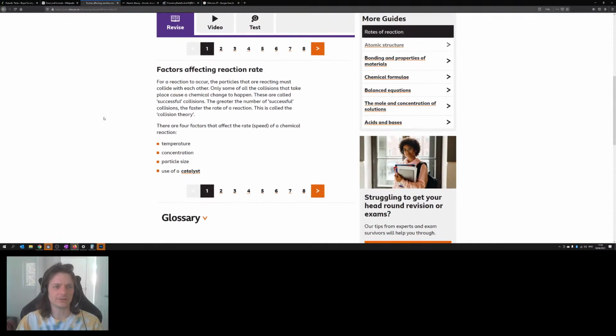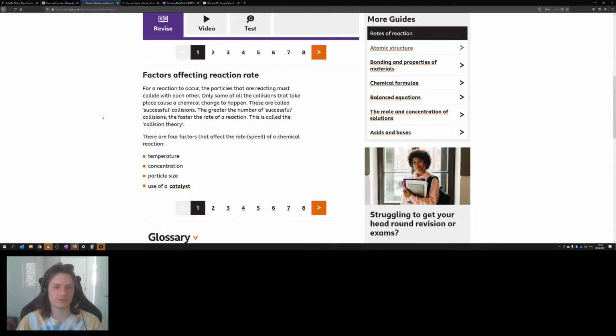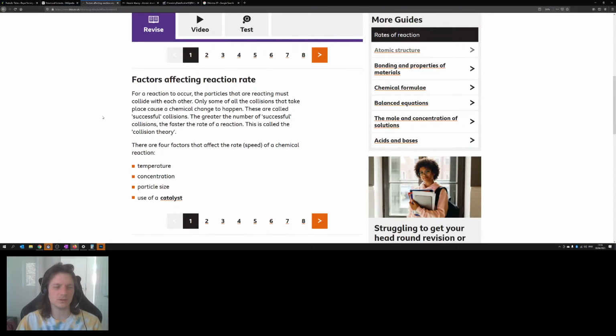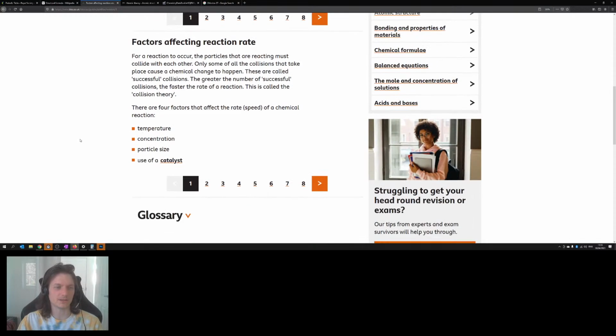Factors affecting reaction rate. For a reaction to occur, the particles that are reacting must collide with each other. Only some of all the collisions that take place cause a chemical change to happen. These are called successful collisions. The greater the number of successful collisions, the faster the rate of a reaction. This is called the collision theory. There are four factors that affect the rate, speed of a chemical reaction: temperature, concentration, particle size, and use of a catalyst.